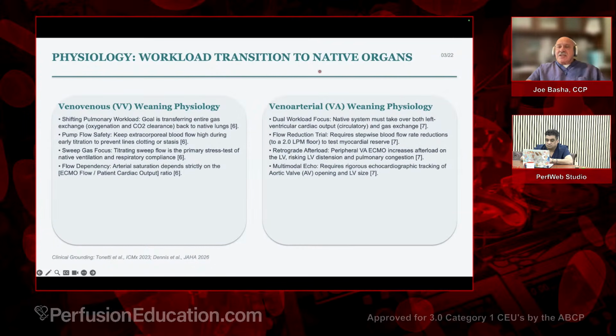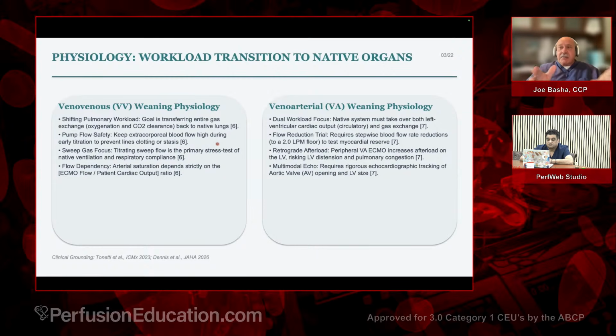Physiology workload transition to native organs and veno-venous. The weaning physiology, you want to shift the pulmonary workload. The goal is transferring entire gas exchange, oxygenation and CO2 clearance, back to the native lungs. Your pump flow safety, the beauty of it is that you can leave your VV blood flow as high as you want. It doesn't matter. It's a shunt. That's it.